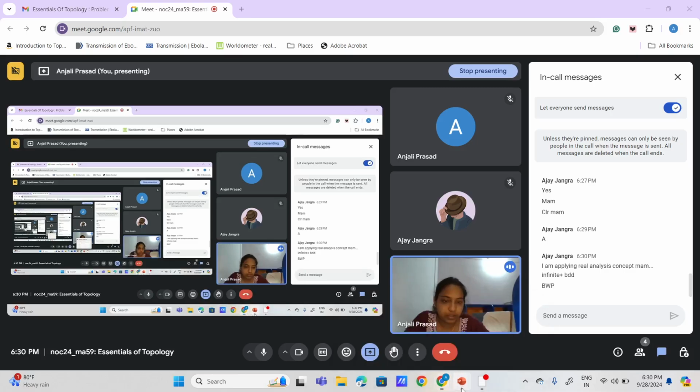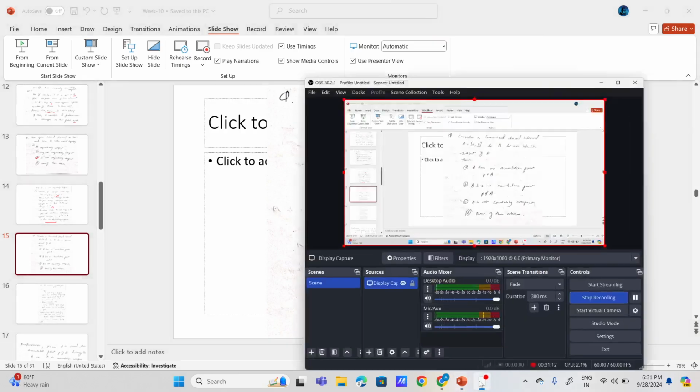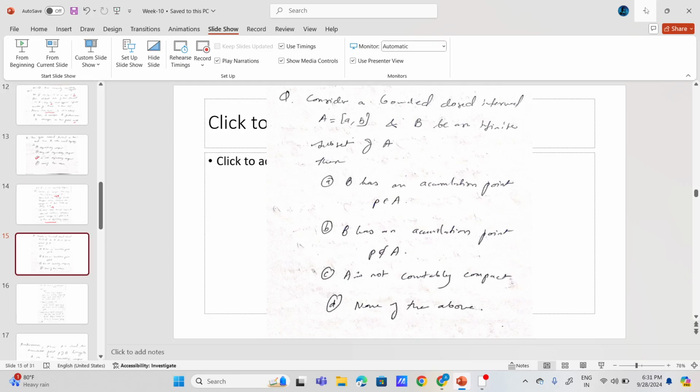Weierstrass property you are applying. By that you can say that option A will be correct. What about option C? Why is it not correct? That A is not countably compact. How to prove that? Take your time and let me know why option C will not be correct.